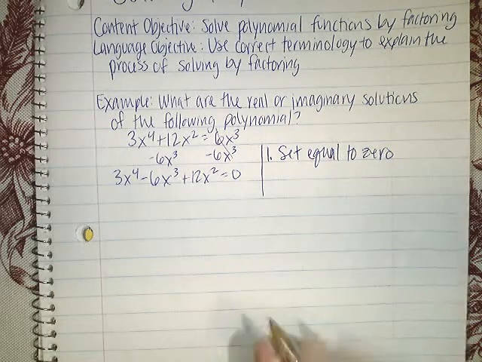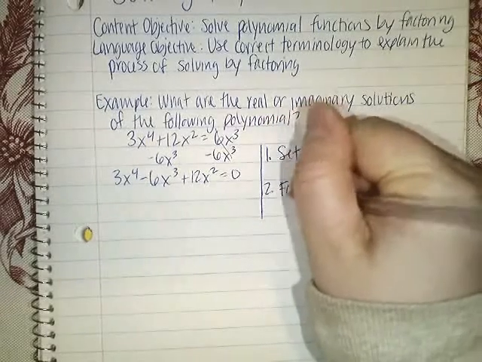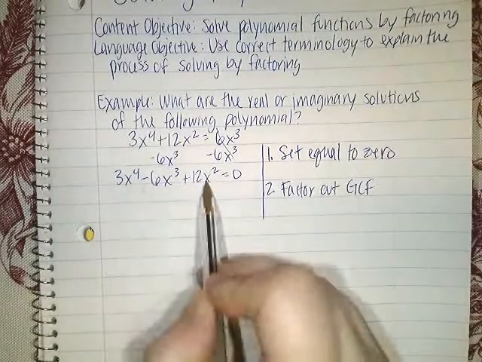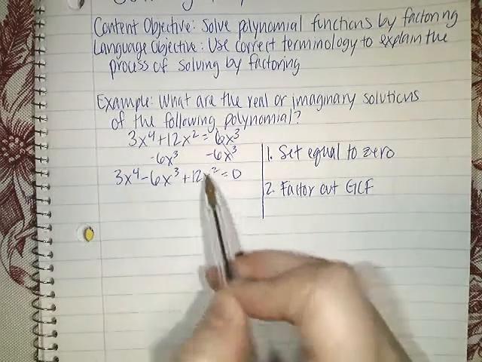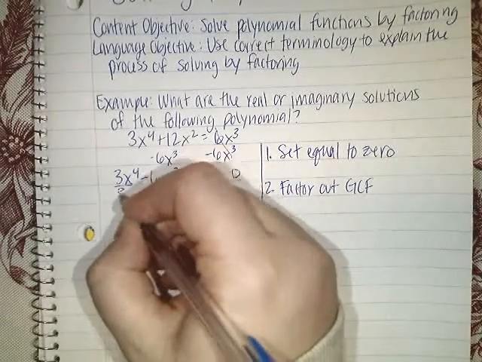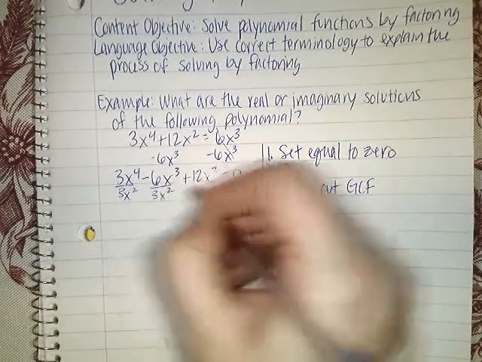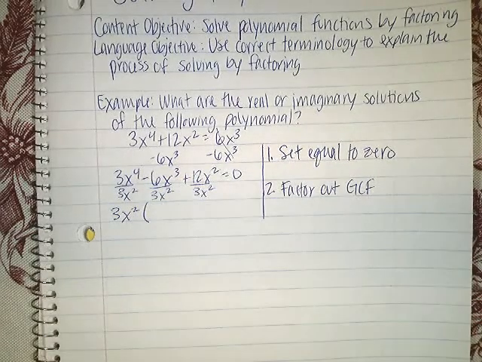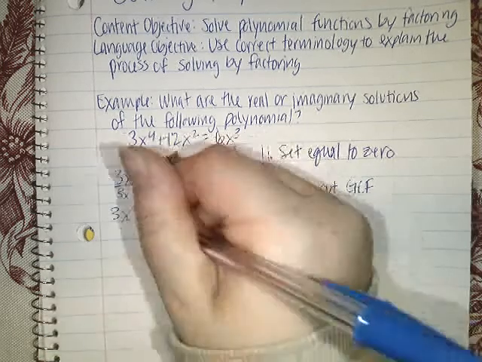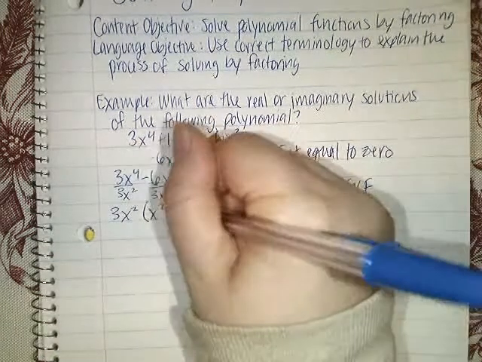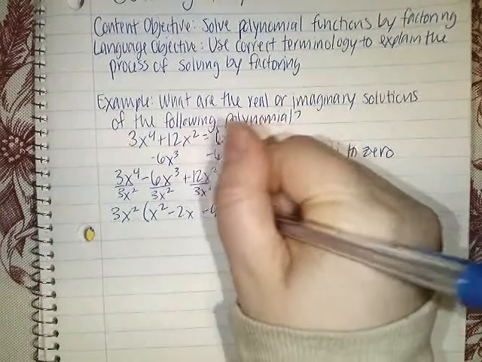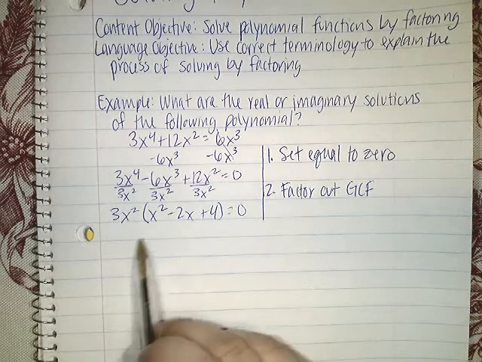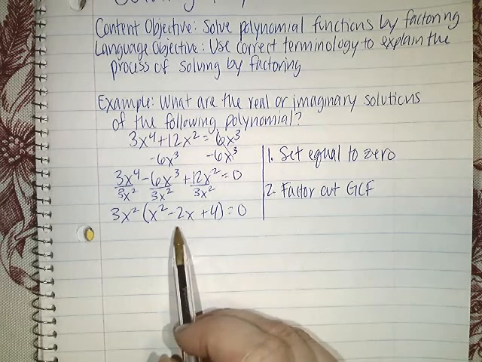Then I'm going to factor out a GCF. So I notice here that all three terms are divisible by 3, and all three terms have at least x squared. So I'm going to divide out 3x squared. So I have 3x squared times x squared minus 2x plus 4 equals 0. So now I have successfully factored out a GCF. I cannot factor any further at this point.